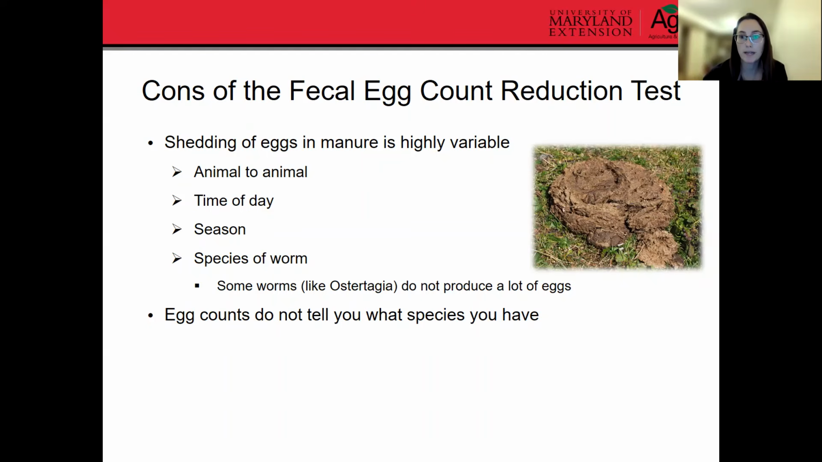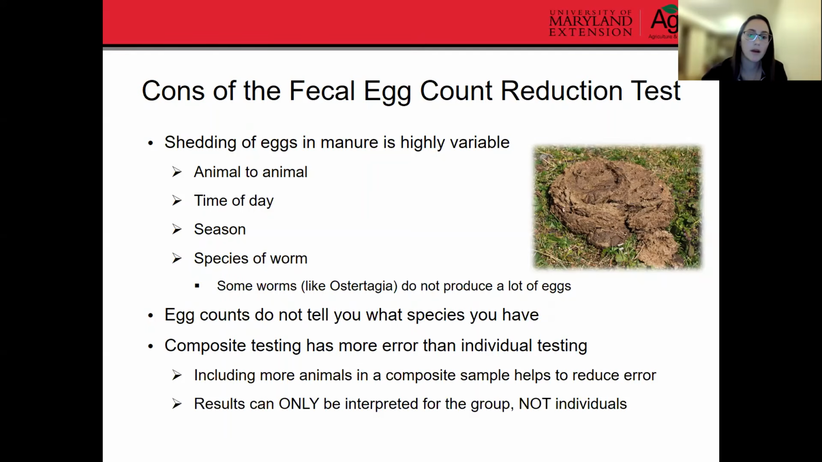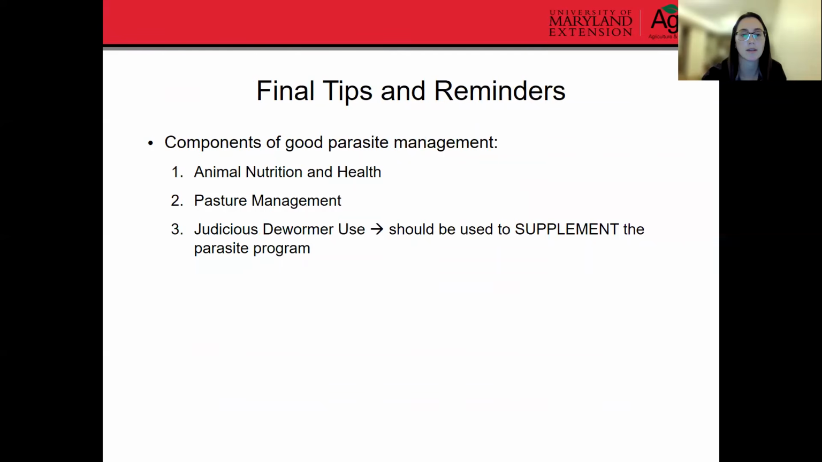So it's not a perfect test, but it is what we have, and it is fairly simple to implement on farm. And again, as I mentioned earlier, composite testing has a little bit more error than individual testing. The results can only be interpreted for a group of animals, not an individual animal. For obvious reasons, you're sending in a sample that represents the group, not the one animal itself.